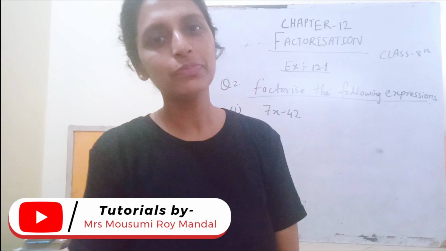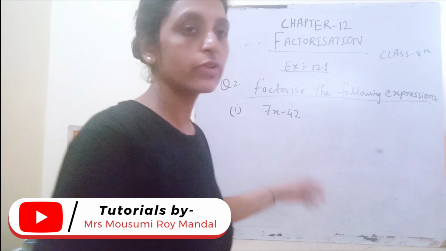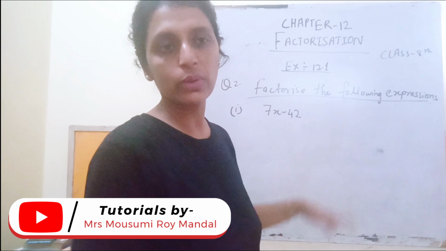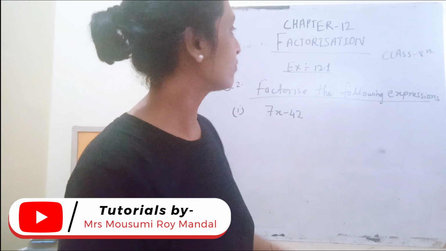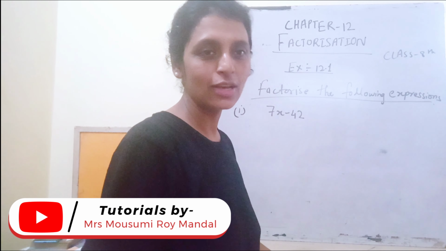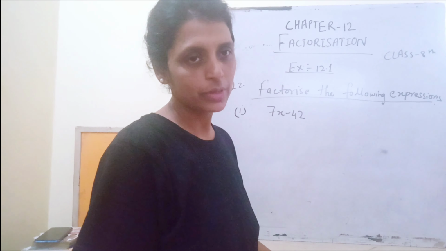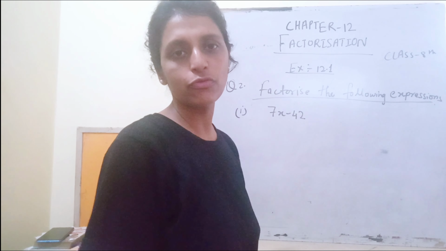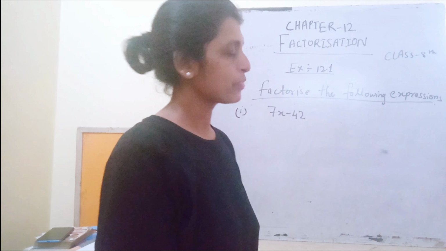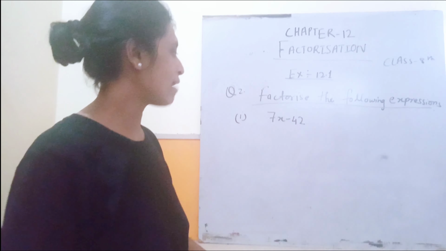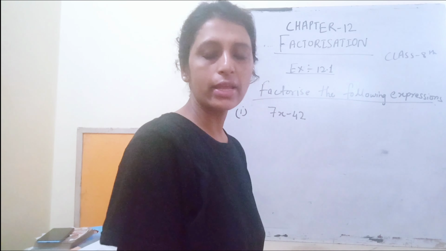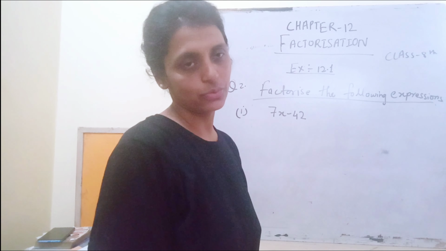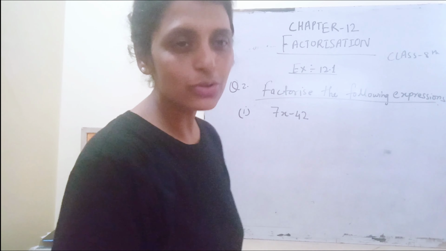Children, how are you? Children, in this video I am going to continue with exercise 12.1 of chapter 12, factorization, of class 8. Okay, coming to the second question, we have to factorize the following expression. The first part is to factorize 7x minus 42. So children, let's see how to do it.